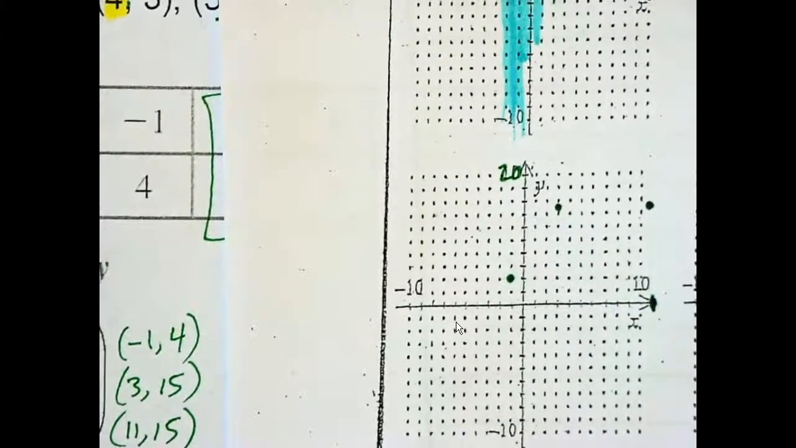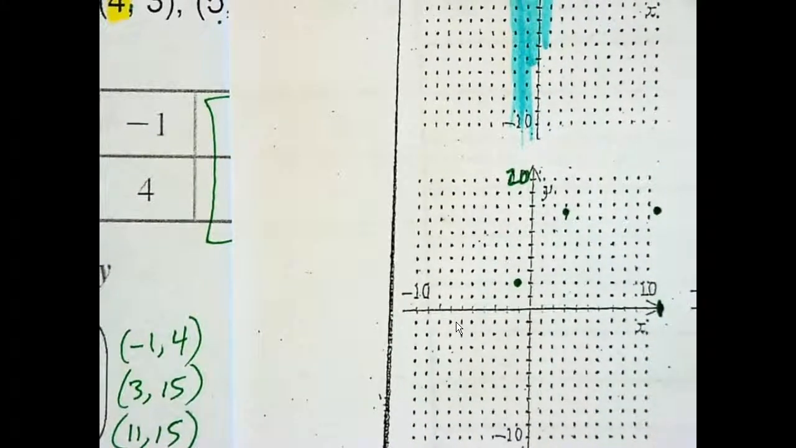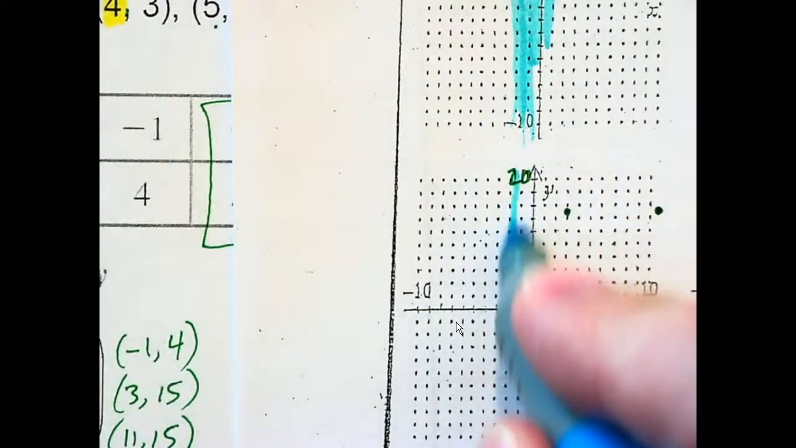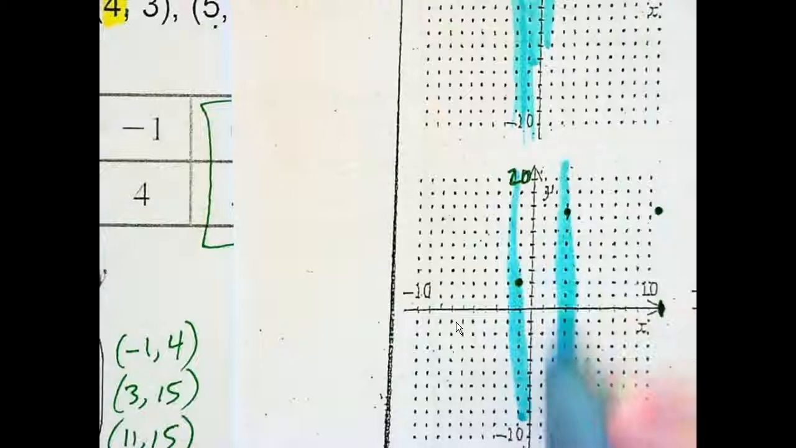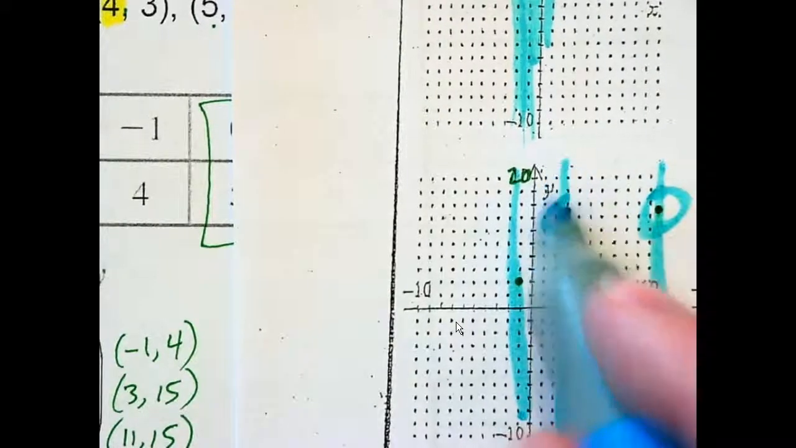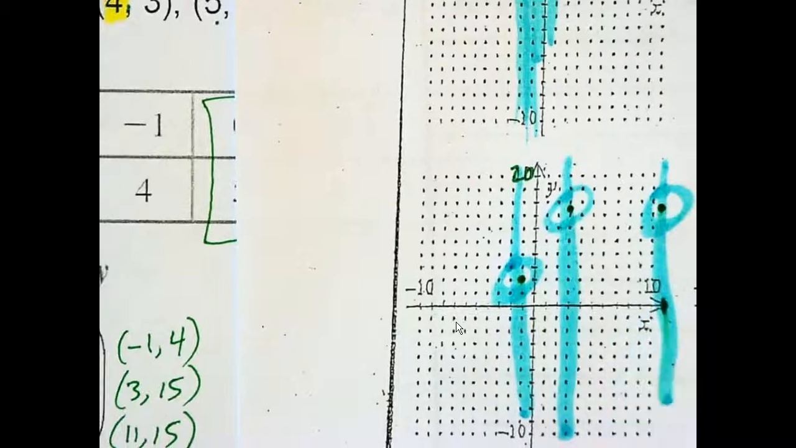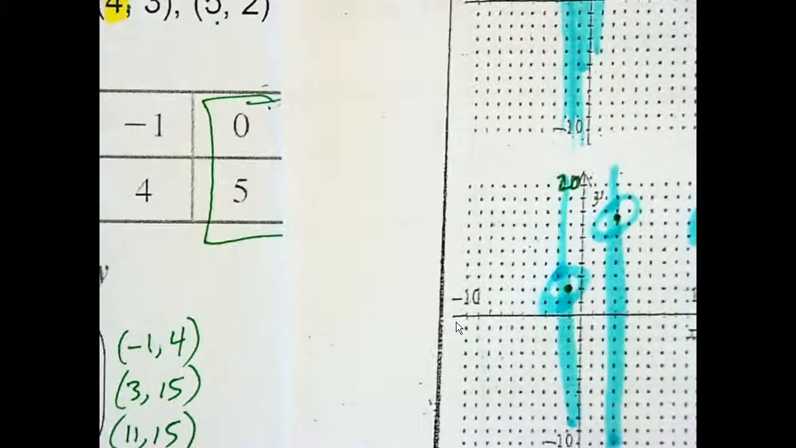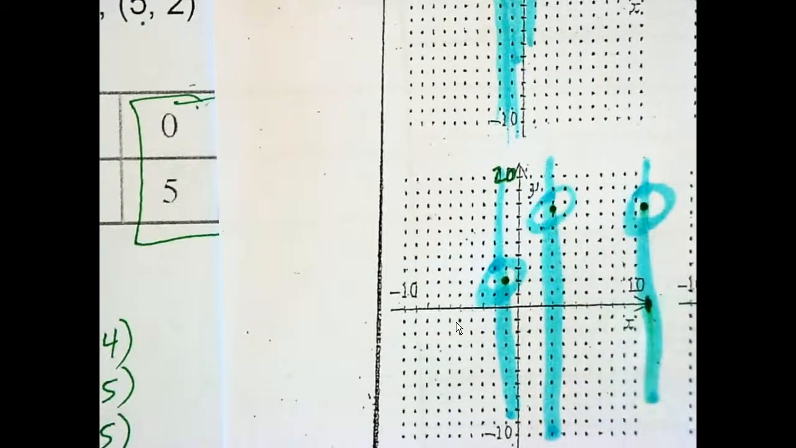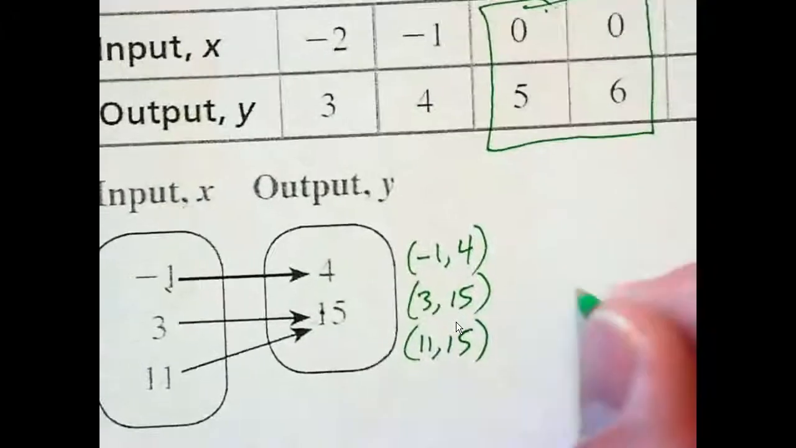Does this pass a vertical line test? Draw a line there, hits that point. Draw a line there, hits that point. Draw a line here, and it hits just that point. Right? We're not worried about a horizontal line test, unless you're dealing with the inverse function. So this passes a vertical line test. Therefore, this is a function.